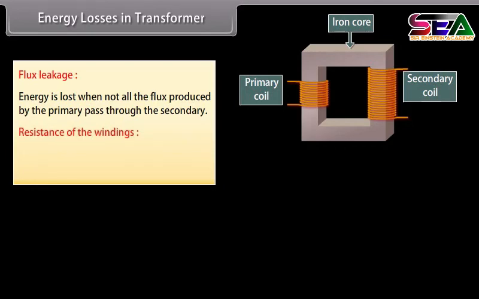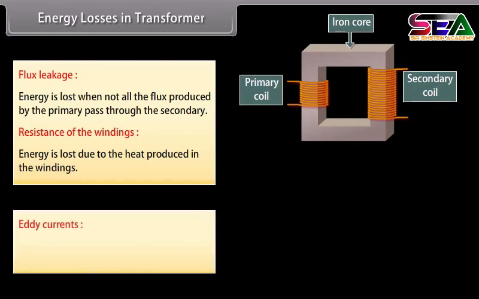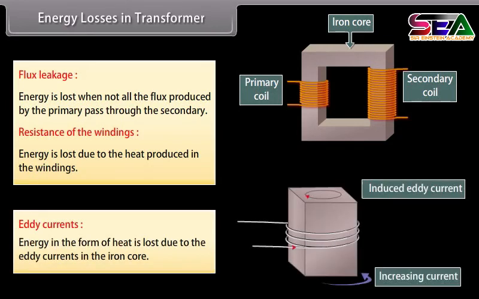Resistance of the windings: energy is lost due to the heat produced in the windings. This loss can be reduced by using thick wires. Eddy currents: energy in the form of heat is lost due to the eddy currents in the iron core. This loss is reduced by using laminated core.